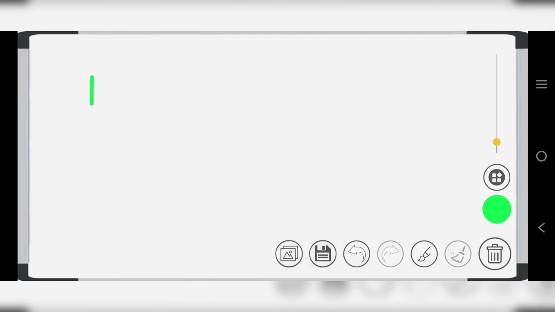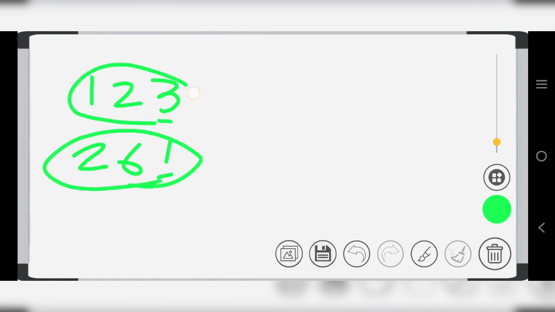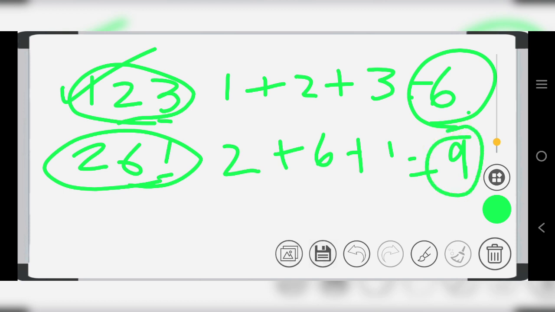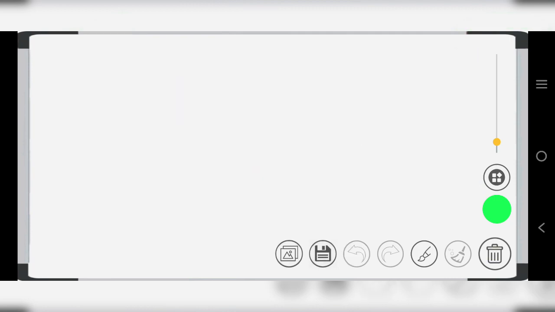For example, 123 and 261. So there are numbers. We won't see the last digit here. We will just add up these numbers. So 1 plus 2 plus 3 is equal to 6, and 6 is divisible by 3. So this number 123 is divisible by 3. Then 261, 2 plus 6 plus 1, and we get 9. So 9 is divisible by 3, and this 261 is divisible by 3. So this is the divisibility rule for 3.